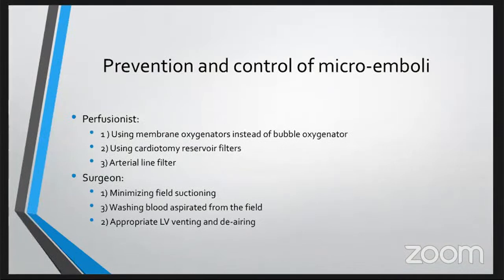For prevention and control of microemboli, the perfusionist usually uses a membrane oxygenator instead of the bubble oxygenator, will complement the cardiotomy reservoir with additional filters, and will have the arterial line filter. The surgeon should minimize field suctioning and washing of blood aspirated from the field, for example by using a cell saver and appropriate LV venting and de-airing.